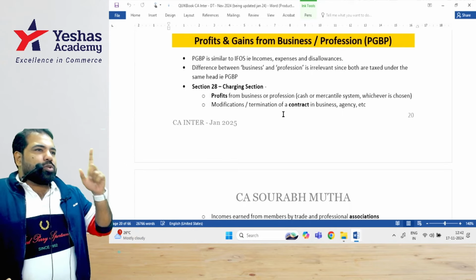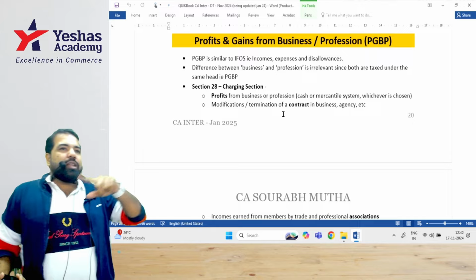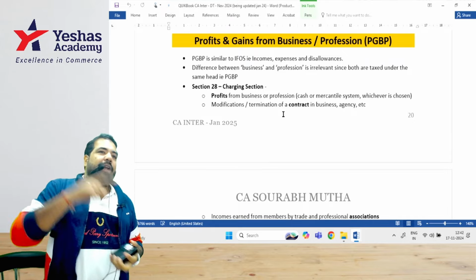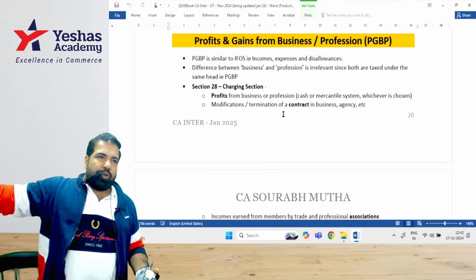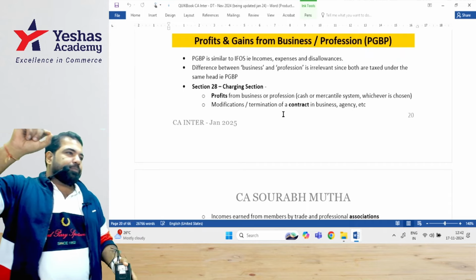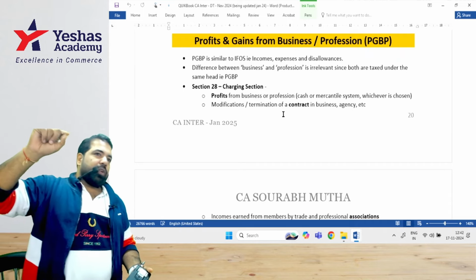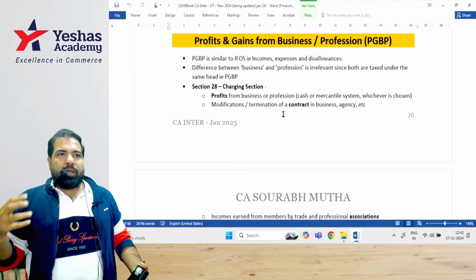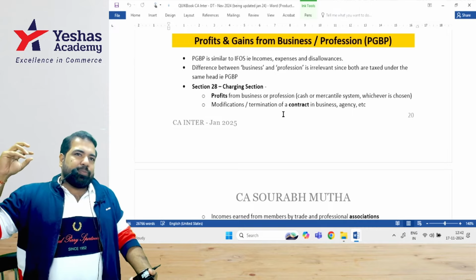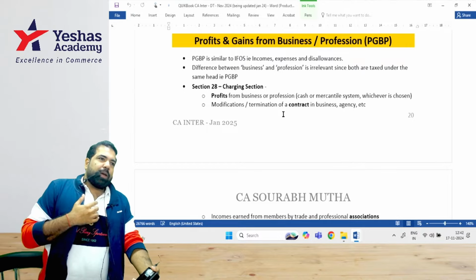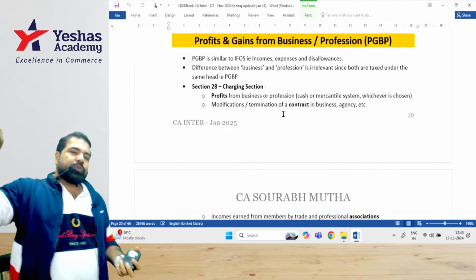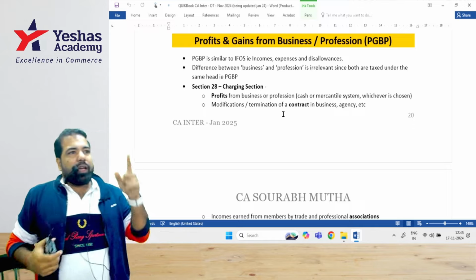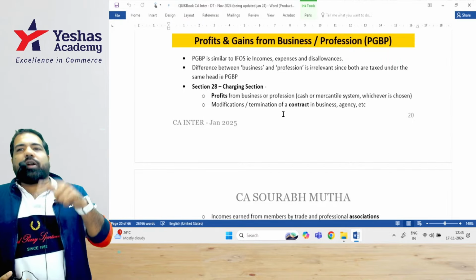Guys, as a person who's employed previously with EY, my salary used to go under salaries and interest still goes under bank, IFOS. But if I get partner salary or partner's interest, basically that will always go under PGBP. Things like that will always find their space in PGBP. And as a businessman, if I have stock, if I sell the stock, PGBP. But even if I convert my stock into assets, still it will go under PGBP.